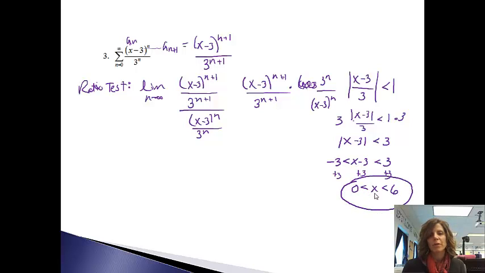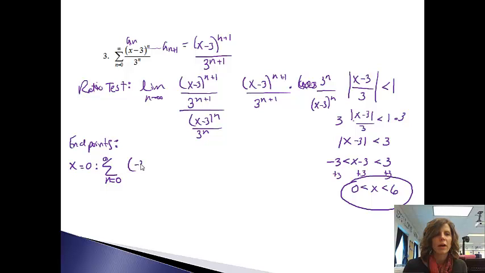I do now need to check my endpoints to see if it's convergent at 0 or if it's convergent at 6. So we are going to test those endpoints now. My first endpoint is x equals 0. If I go back into my original problem and plug in 0, I will get negative 3 to the n over 3 to the n. And I'm going to try to rewrite this to make it look like a problem that I can do.